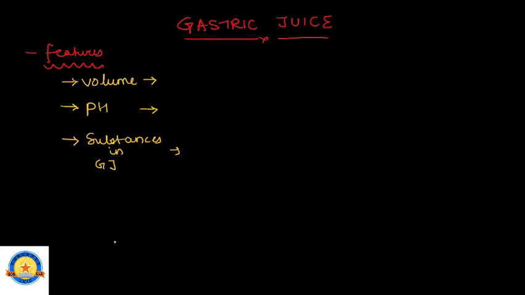First of all, what is the volume? The volume is 2.5 liters per day. What was the volume of saliva secreted per day? 1.5 liters per day. What is the volume of gastric juice secreted per day? It is 2.5 liters per day. Now we are moving to the next question. What is the pH? It is equal to 1 to 2. So it is very acidic.